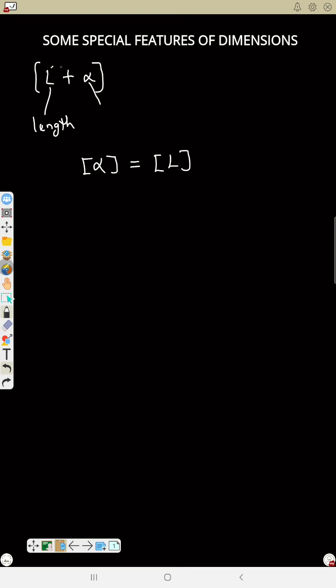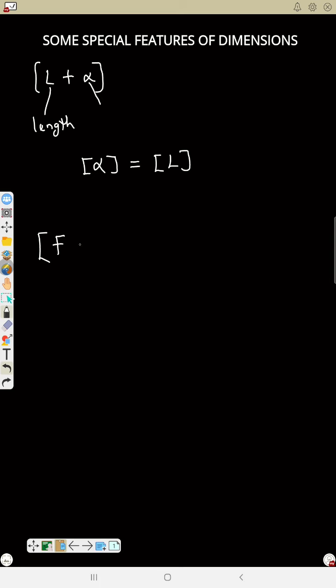So before any two quantities can be added together, they must have the same units. That means the same dimension. So the dimension of length will be the same as the dimension of alpha. That is one feature, and you need to understand this feature, because we will still solve examples. So in this case, the dimension of alpha is equal to the dimension of length directly. That is it.